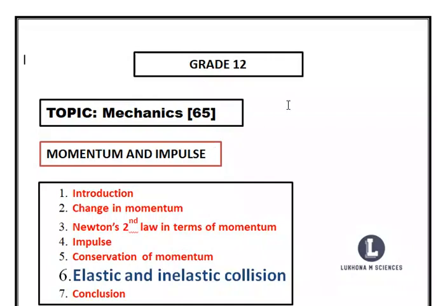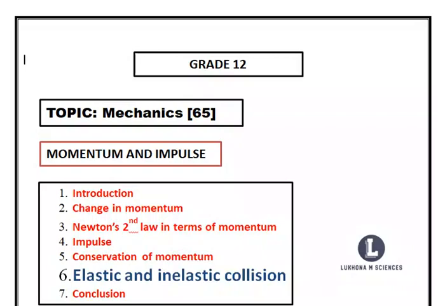Remember that we said momentum is a vector, the product of mass and velocity. The SI unit for momentum is kg·m/s. Then we also did the conservation of linear momentum, where we say that in an isolated system the total linear momentum is conserved, meaning that the sum of the momentum before collision is equal to the sum of the momentum after the collision. Okay, now we are on elastic and inelastic collision.